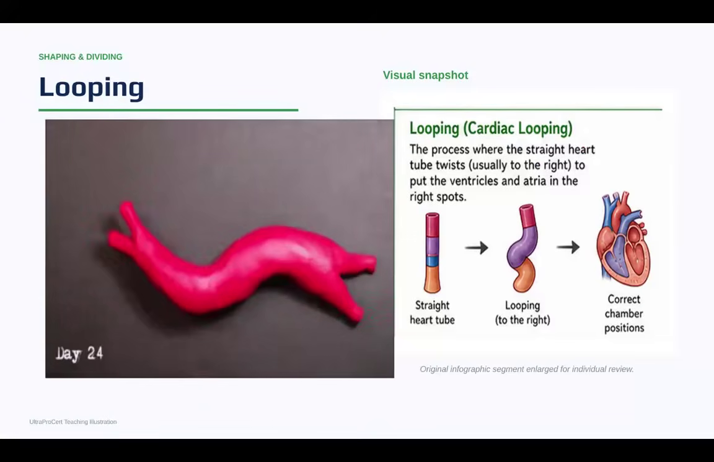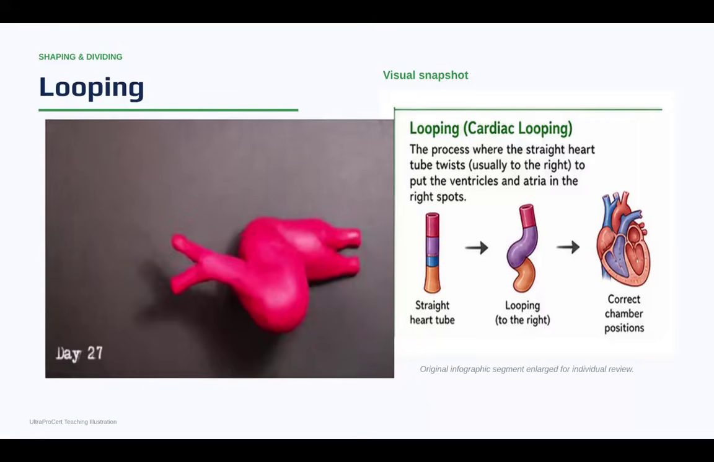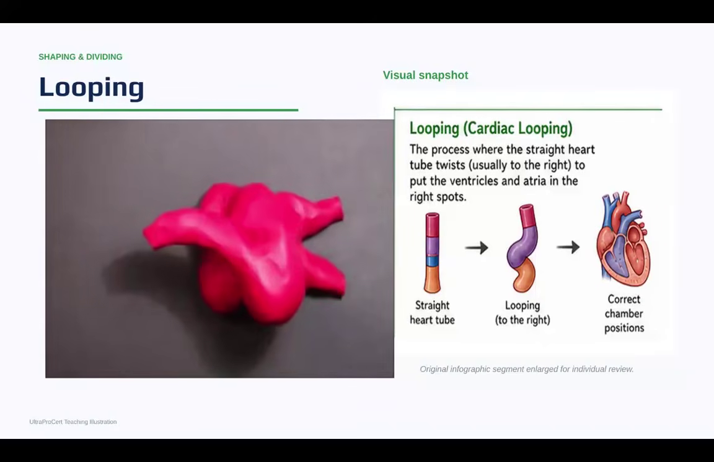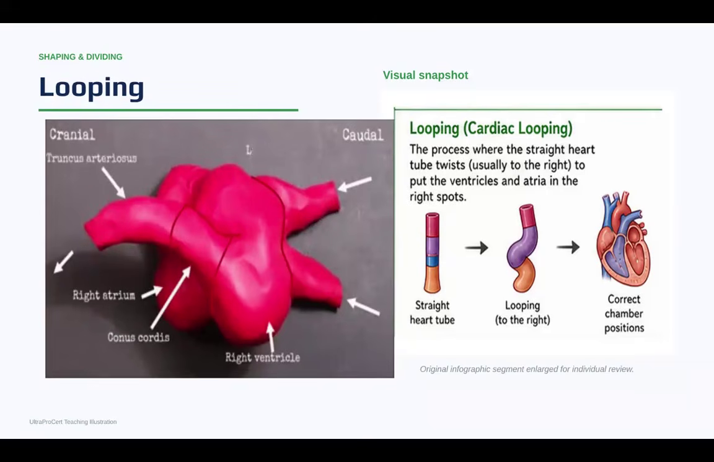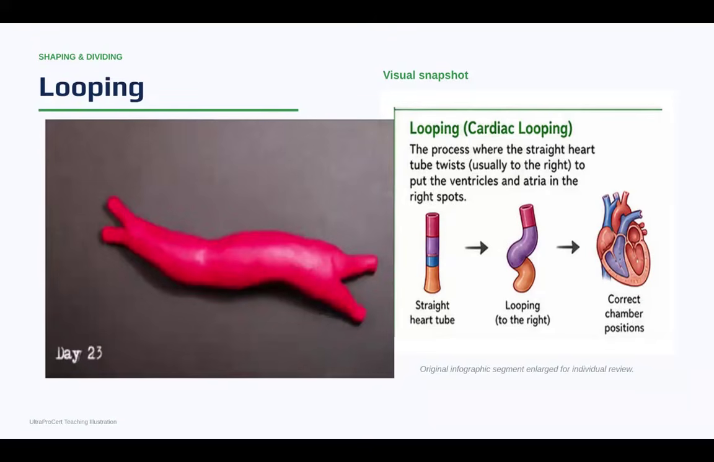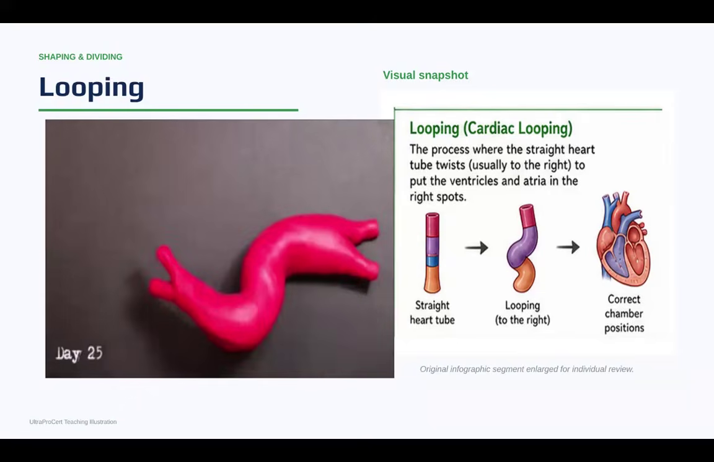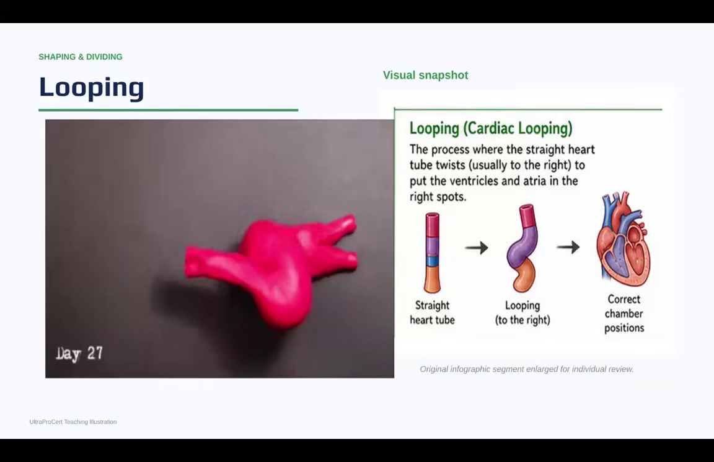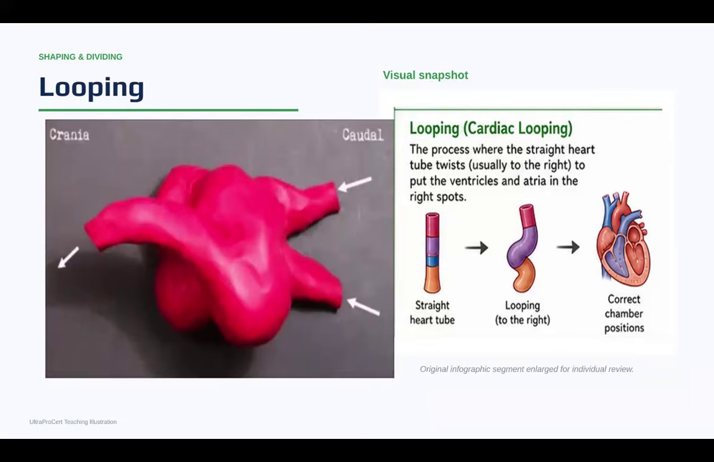Now, with that looping, what's interesting about this is that this looping phase has to occur in this particular way, meaning it has to loop towards the right, okay, from that straight heart tube, and that's how the ventricles are set in their place, as well as the atria in their correct spots. Okay, so it only makes sense that if it took a leftward turn, things will get switched around in those cases.